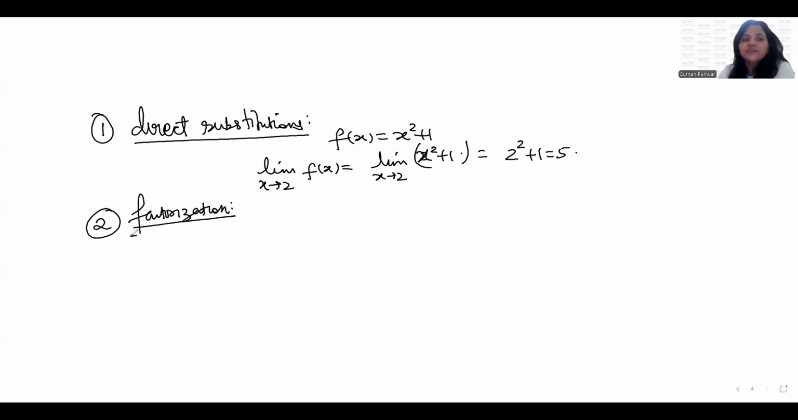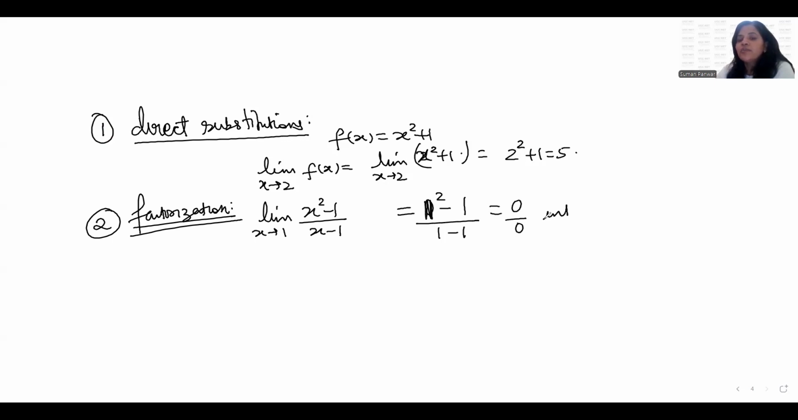What do you mean by factorization? For example, you have to calculate limit x tending to 1, (x square minus 1) upon (x minus 1). Now, if you put x equals to 1 over here, you will get 1 square minus 1 divided by 1 minus 1, which is 0 by 0. And 0 by 0 is an indeterminate form. Okay. So in such cases, what you have to do, you will try to find out the common factors. So I can write the numerator as (x minus 1) into (x plus 1), and denominator I have x minus 1, cancel. So you put x equals to 1, now it is 1 plus 1 equals to 2.